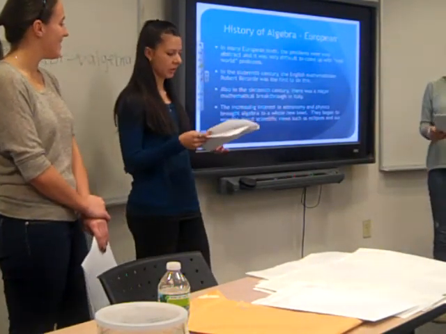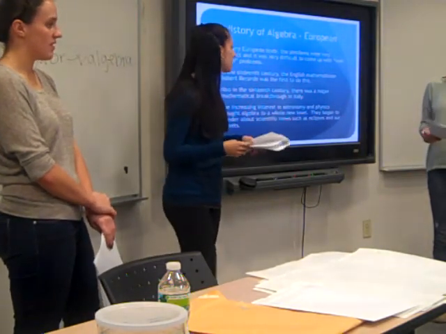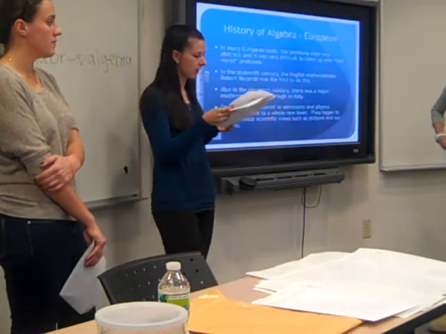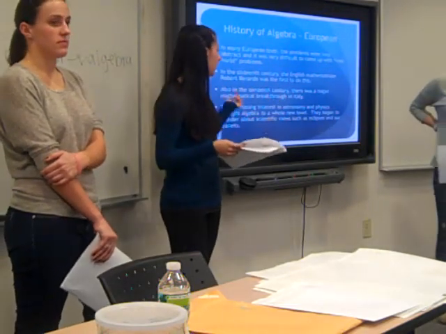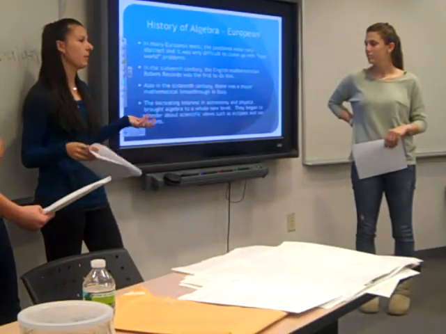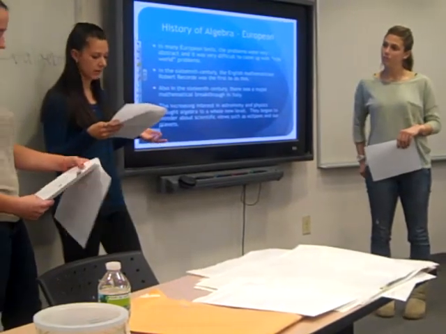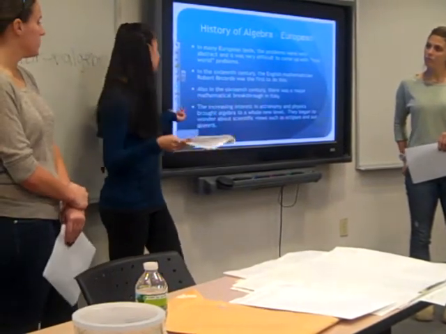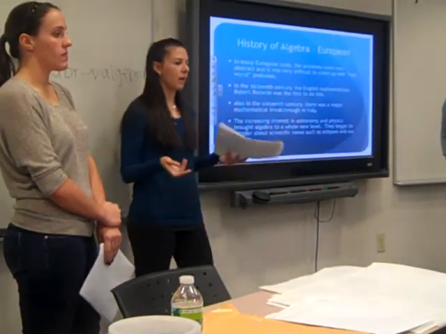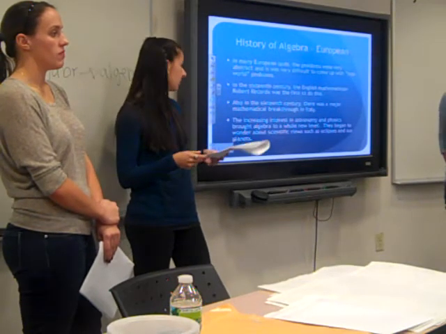So in the 12th and 13th century, Islamic algebra was transferred to Europe. In many European texts, the problems were very abstract and it was very difficult to come up with real-world problems. So in the 16th century, the English mathematician Robert Recorde was the first to do this. He related the problems to people's daily lives, which helped them get a better understanding of the topics. Also in the 16th century, there was a major mathematical breakthrough in Italy. Several Italians figured out how to solve cubic and 4th degree equations.